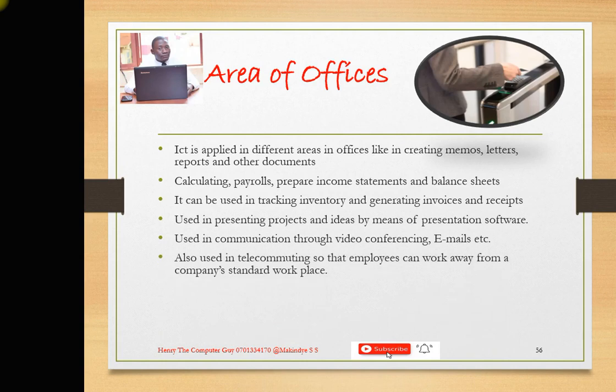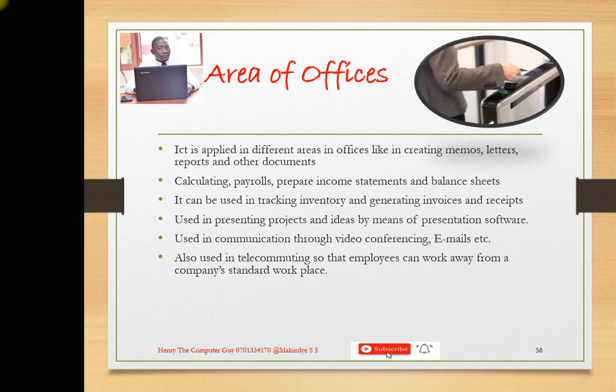Continue. Computers are also used in telecommuting so that employees can work away from a company's standard workplace. Remember now we are in a lockdown, but some people work from home. Remember we termed that one as telecommuting. Someone working far away from a standard workplace, using internet and sending the results to your office. So it can help the employer, first of all, to reduce the transport expenses, less of buying furniture for all employees. It minimizes buying lunch for every employee working at the office.